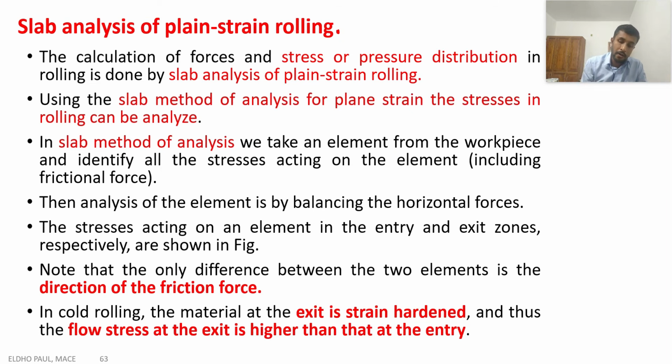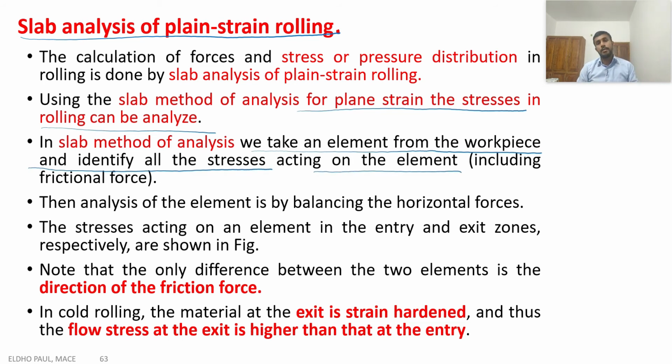This is called the slab analysis of plane strain rolling. So here our study is limited to plane strain rolling. By using slab analysis, we are going to calculate the pressure distribution in the rolling process, and using the slab method of analysis, plane strain rolling can be analyzed. In the slab method of analysis, we take an element from the workpiece and identify all the stresses acting on that element, including the friction force. That is the main step of the slab method of analysis.